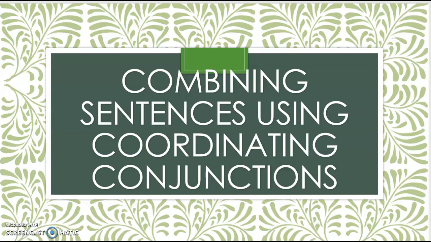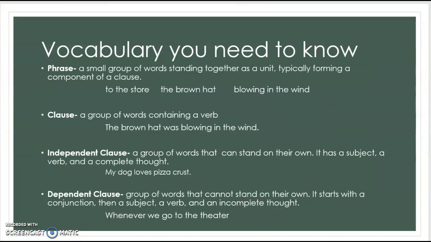So the first way is combining sentences using coordinating conjunctions. Before we get into that, there's some vocabulary that you need to know. You need to know what a phrase, a clause, an independent clause, and a dependent clause are. So a phrase, we have words, single words: a, boy, lamp, dog, house. Then we have phrases. Phrases are a small group of words, and they stand together as a unit. They are the building block of a clause.